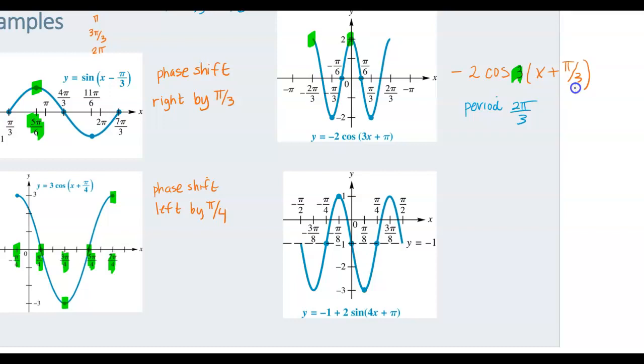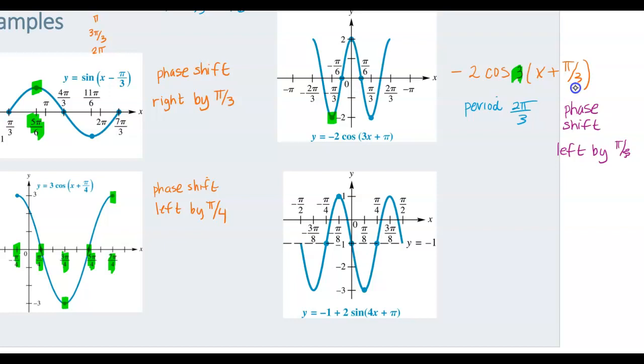The whole graph also has a phase shift. It's going to be moved to the left by pi over 3. Remember that when you bring this 3 out into the front, you've got to factor it out of both items. So the beginning part of the graph actually is here. It went to the left. So rather than starting at 0, it started at pi over 3. And normally that would have been a maximum.